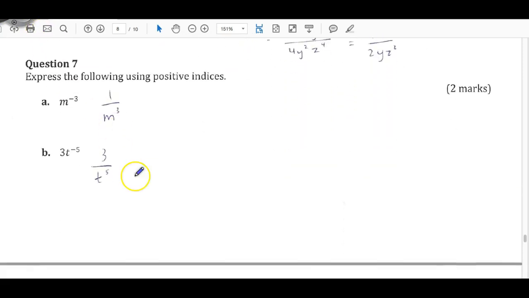All right, question 7. This is where, if you're a bit unsure, you can always go back to your index laws on your formula sheet. But basically, we have m to the -3. So that means we take the reciprocal. So it's now 1 over m, and whatever this power is, 3. Question B is slightly different because the negative power is only on the t, so the 3 stays on the top and it's only the t that goes on the bottom. I can't remember if I actually said that.